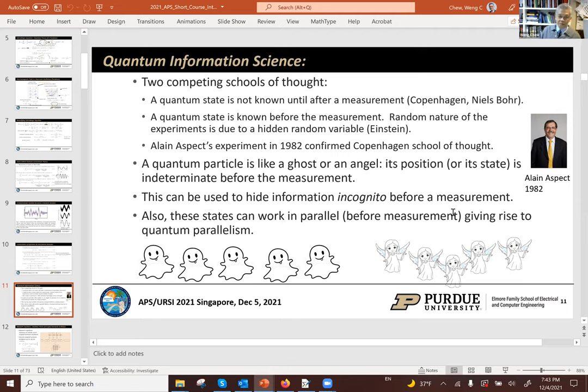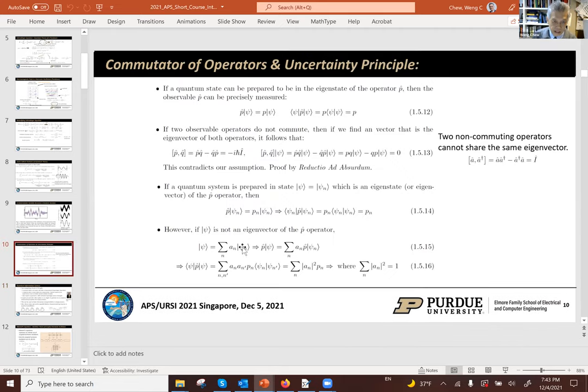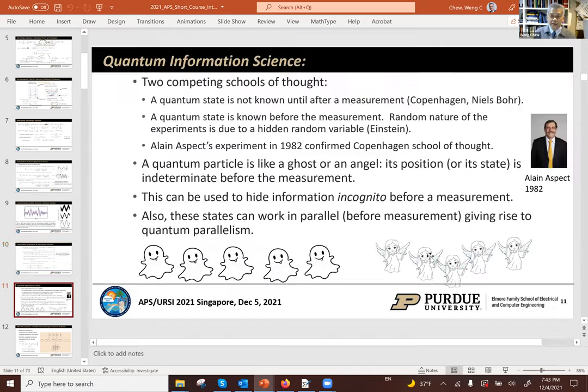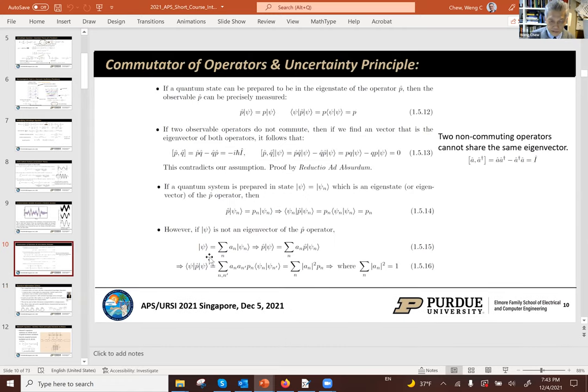Okay, let me talk about quantum information science. Quantum information science came about because there were two competing schools of thought. As we saw in the previous slide, a quantum state can always be written as a linear superposition of the eigenstates of the system. And when you do a measurement, you do not really know what state the system is in. So there are two schools of thought, which is that you do not know what the quantum state is for a quantum system until after you have performed the measurement.